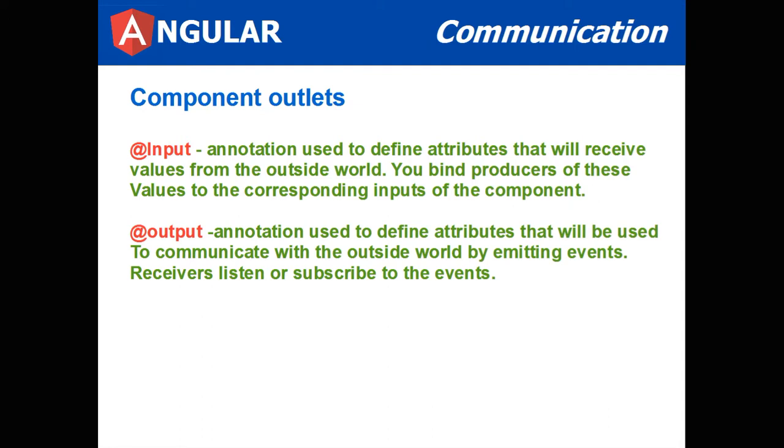Okay, so we talk about component outlets. @Input is an annotation used to define attributes that will receive values from the outside world. You bind properties of these values to the corresponding inputs of the component. @Output, that's a capital O, of course, is an annotation used to define attributes that will be used to communicate with the outside world by emitting events. Receivers listen or subscribe to the events.